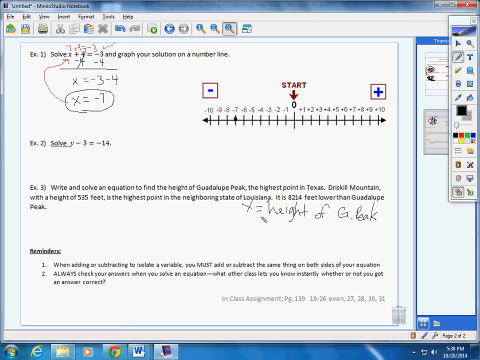Alright, let's do one more basic example solving an equation. It says solve y minus 3 equals negative 14. When it says solve an equation like this, basically it's saying, hey, get y by itself. I want to know what y should be so that this makes a true statement. Okay? So in order to do that, the easiest way is to say, alright, I've got y minus 3 here. So let's do the opposite of subtracting 3 from y.